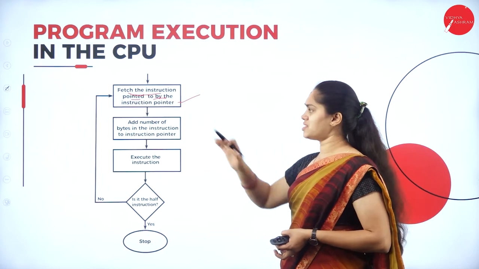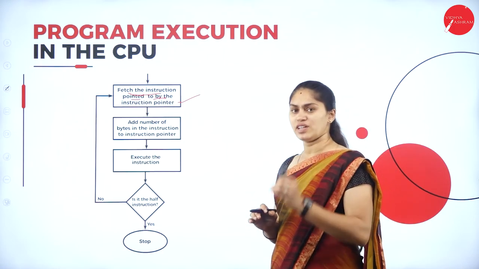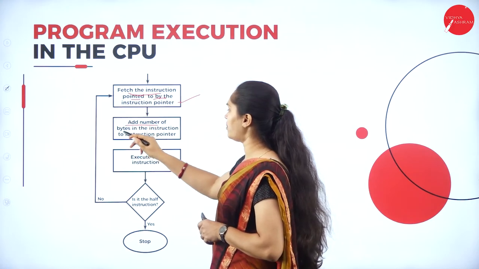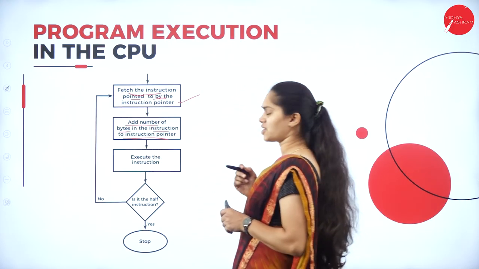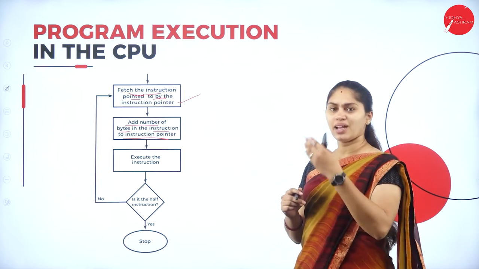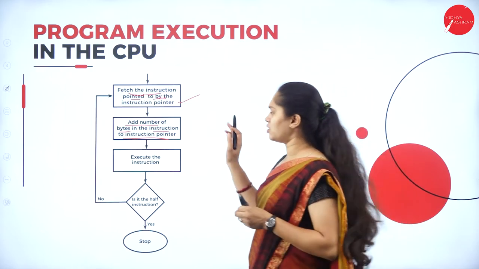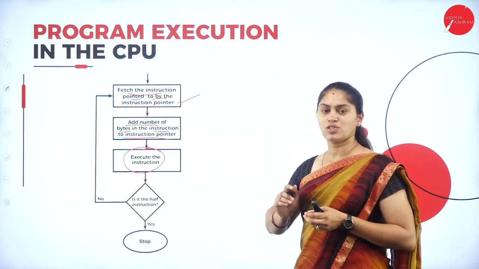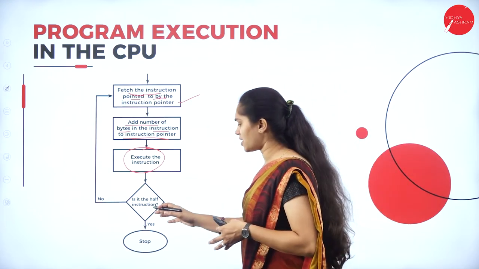So with the help of this instruction pointer, first we can fetch the address of the first instruction. After that, we have to add the number of bytes in the instruction to the instruction pointer. What is the remaining instruction we have that needs to be added to the instruction pointer? Then it is going to execute the instruction. So if you are done with all the instructions, what is next?